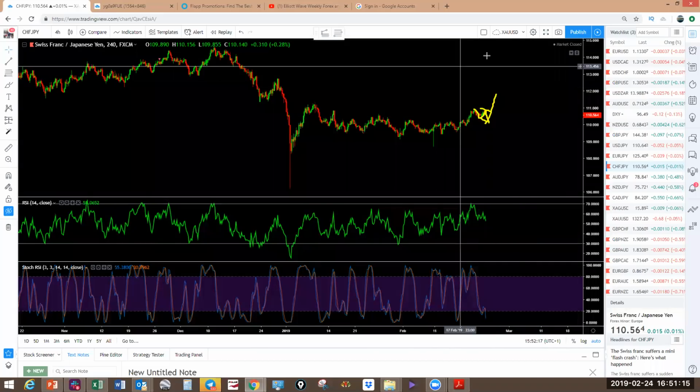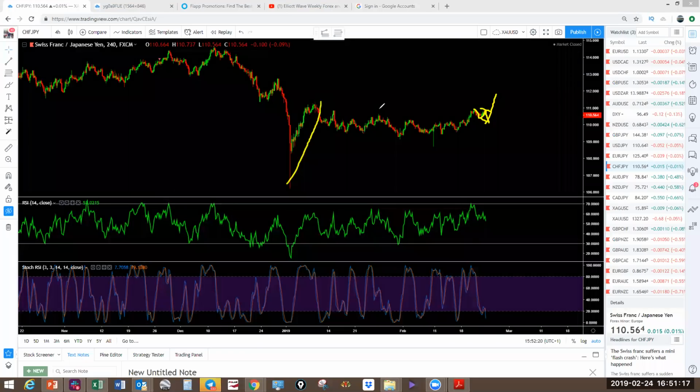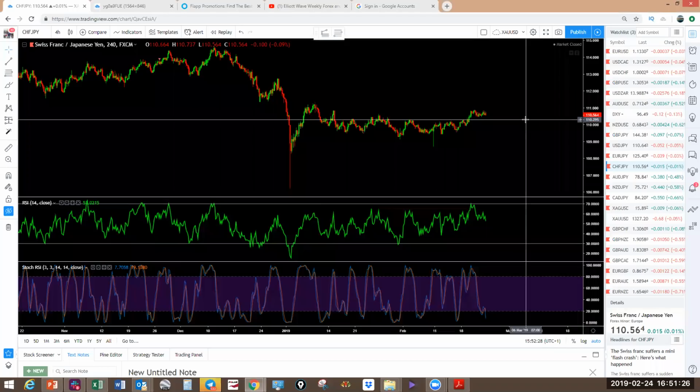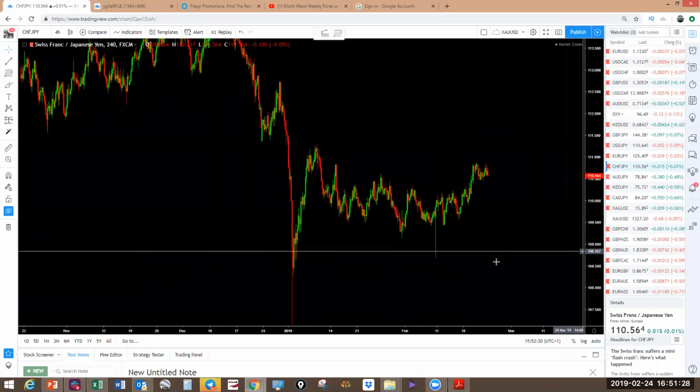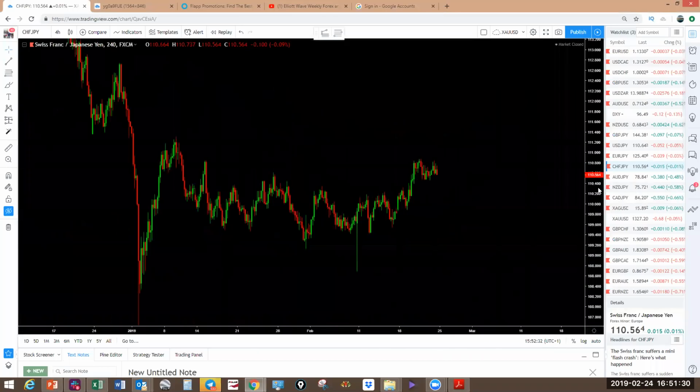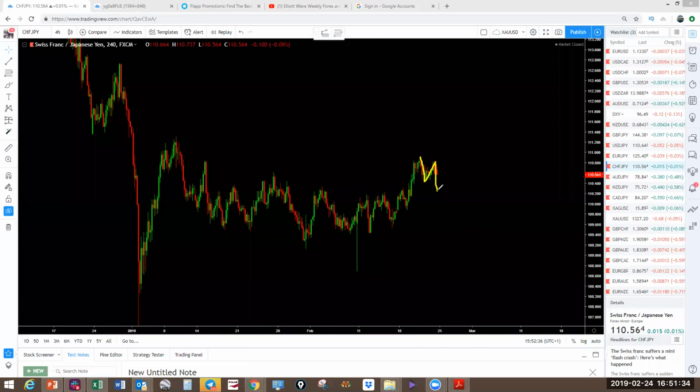So we're still looking for this structure to give us a pulse and the whole correction there, and a move to the upside like that, giving us this as a three-wave structure. Okay, so we're still looking for that one more up. Okay, that's CHFJPY. So this can still do this pulse, correction, pulse, becomes a correction and a push higher.